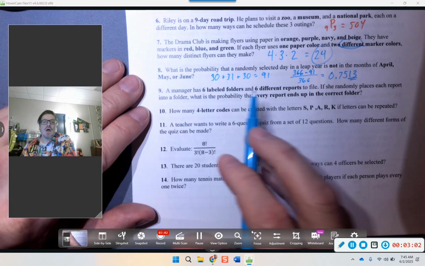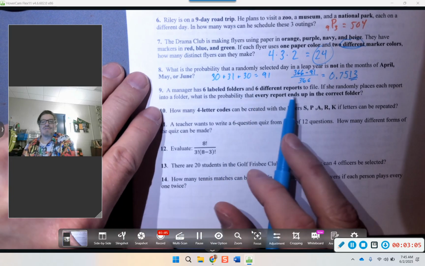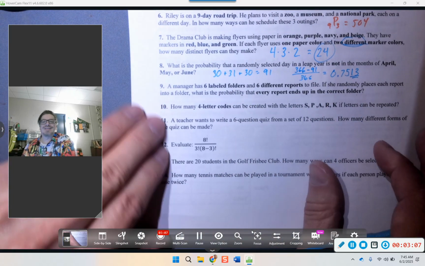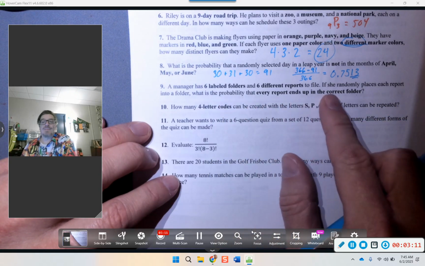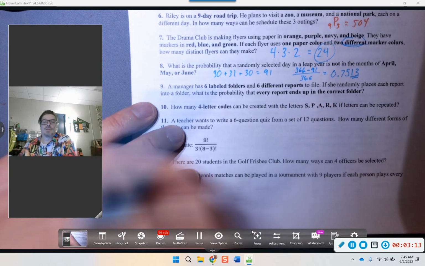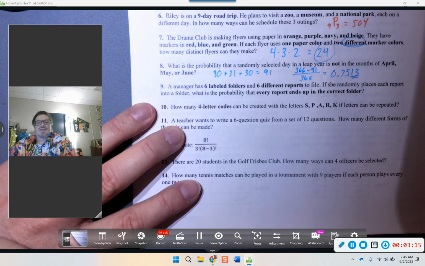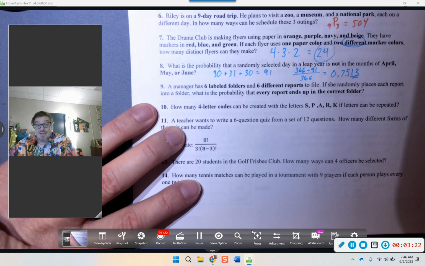Okay. A manager has 6 labeled folders and 6 different reports to file. If she randomly places each report in a folder, what is the probability that every report ends up in the correct folder? Okay. So this means that if you want to put them in the right slot, all right? So don't just multiply these 2 together. You got to think about this, okay?